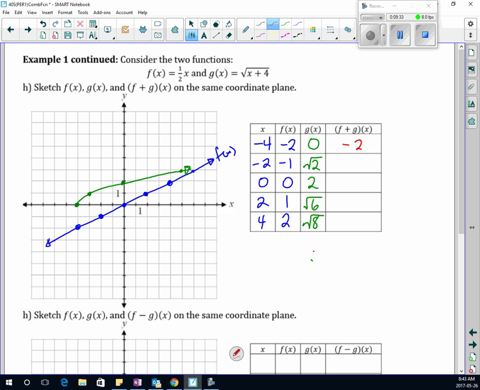So you look at the heights, right? This is essentially what we're going to do. We're looking at the heights and we're going to add them together. So what's -2 and 0? -2. Yes? Oh, I didn't label my green graph. Let me just label my green graph. Okay.